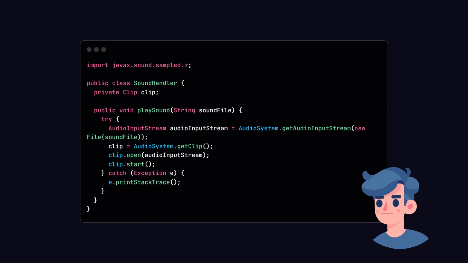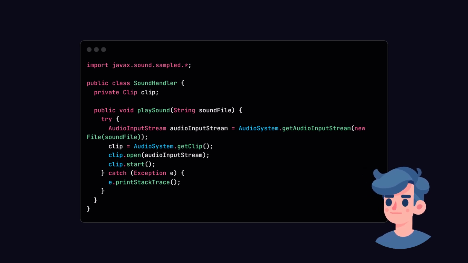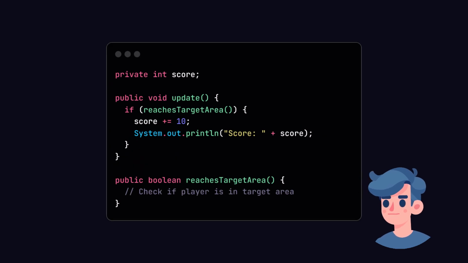To provide feedback to the player, let's add some sound effects that play when an enemy detects the player or when the player runs into a wall. We will need a sound library such as Java Sound or an external library like JLayer. Additionally, let's implement a simple scoring system for the player. The player will earn points for successfully avoiding detection and reaching designated target areas.